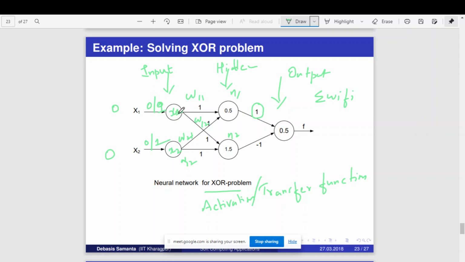Both are zeros, so it is 0 into 1. Here also it is 0 into 1. It is 0. So what is it going to output? 0. Only if it is greater than 0.5, it will give 1, right? So here also it will be 0. Both zeros will be combined here.